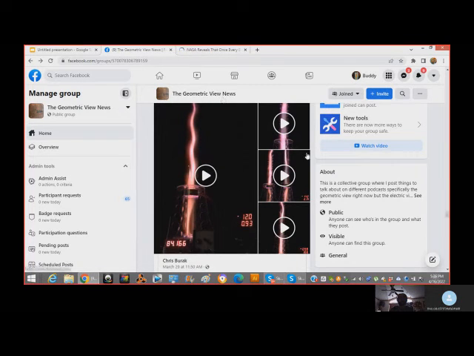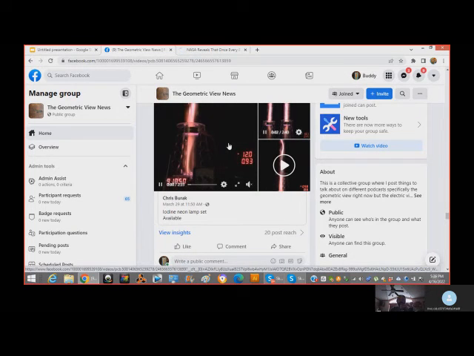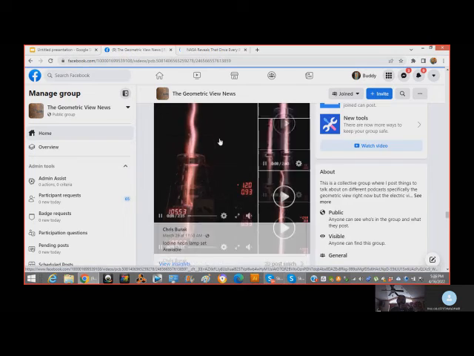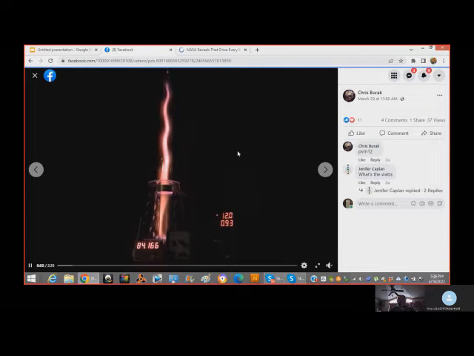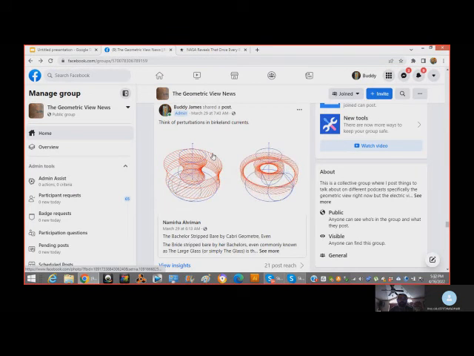It looks like that article's still opening. In the meanwhile, let's check this one out. These are just gorgeous. Let's open this full size. I don't know why it's not allowing it. There we go. Okay, so think of perturbations in Birkeland currents. Look at that. That same type of breathing with the parabolas.